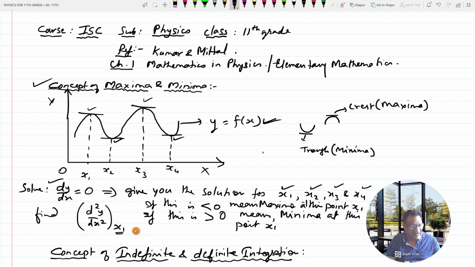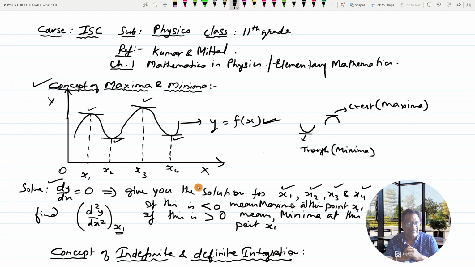On putting the value of x1 in this formula, suppose you get the answer as negative, less than 0. That means at x1 you have a maxima. And suppose you get the answer as greater than 0, or positive, that will mean that there is a minima at x1. The same way at x2, x3 and x4 also you can find out whether there is a minima or a maxima.